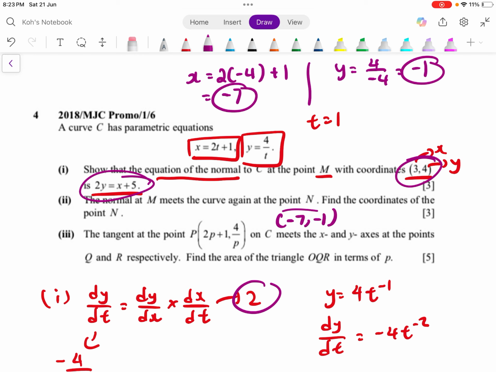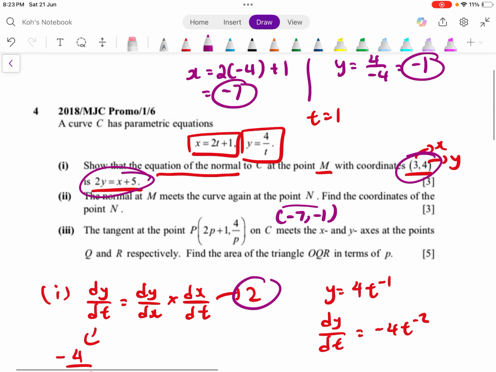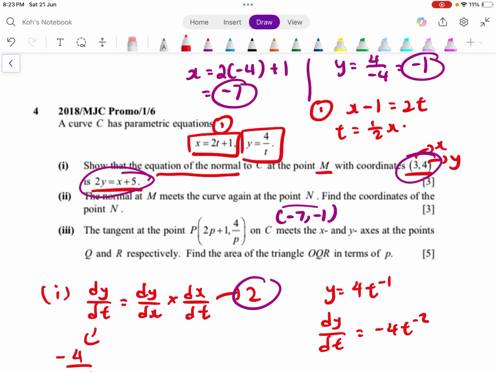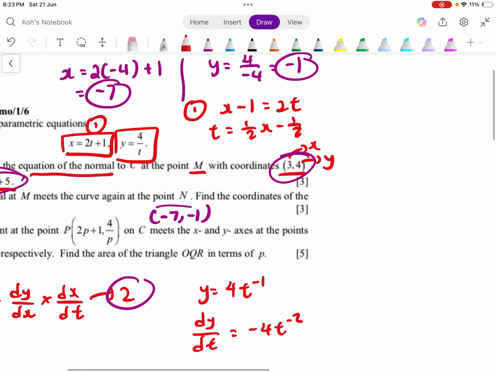Okay, I used another method to get your equation. For this, it's quite simple to convert your parametric to your Cartesian. What do I mean by that? For example, I make t the subject. So x minus 1 equals 2t, so t is equal to half x minus half. So that's the first equation.